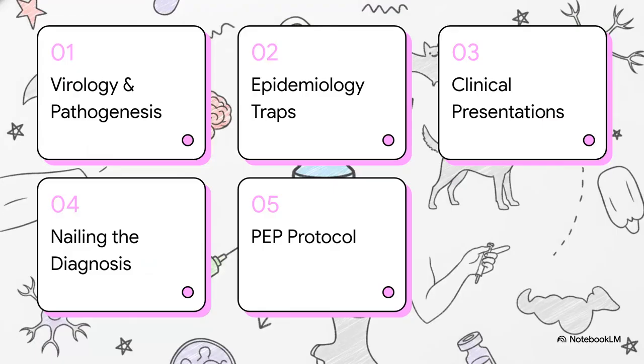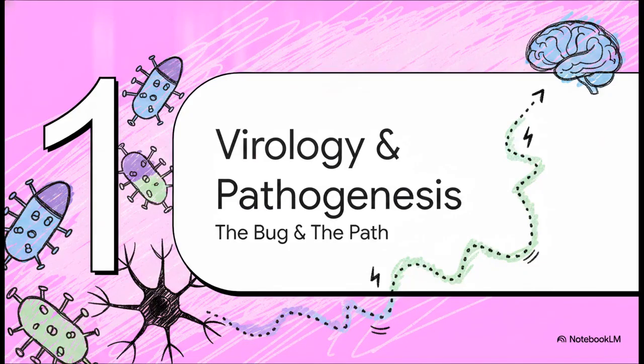Okay, let's dive into this. Here's our syllabus for today's masterclass. 1. Virology and pathogenesis. 2. Epidemiology traps. 3. Clinical presentations. 4. Nailing the diagnosis. And 5. The PEP protocol. Starting off with Section 1, Virology and Pathogenesis, the bug and the path.